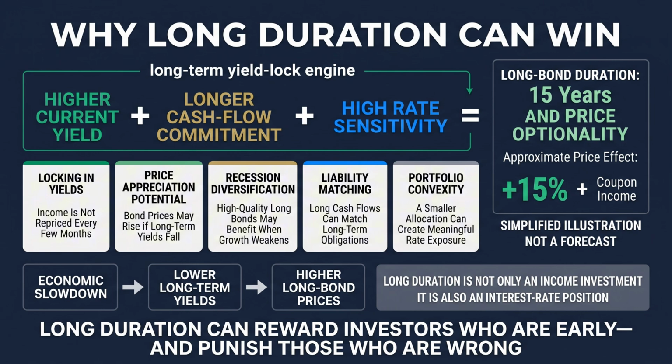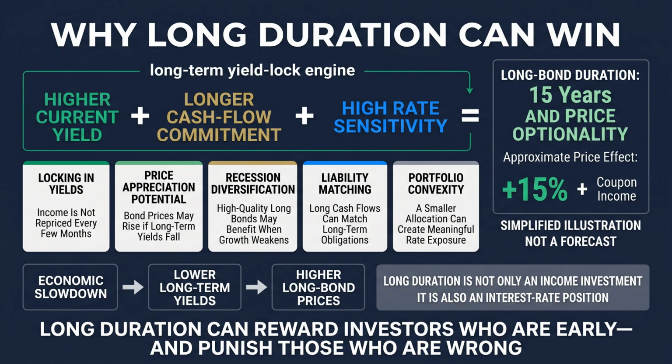The second potential source is price appreciation. If long-term market yields decline, existing bonds with higher fixed coupons become more valuable. Because long-duration bonds are highly sensitive to rate changes, that price appreciation can be meaningful. A fund with a duration of 15 years could experience an approximate 15% price gain if yields decline by 1 percentage point, before considering coupon income and convexity. Again, that is a simplified illustration, not a forecast.